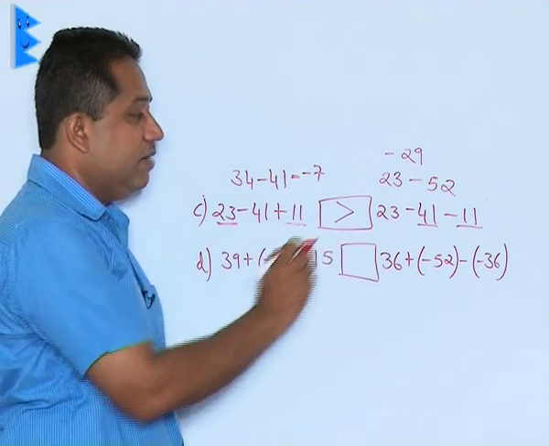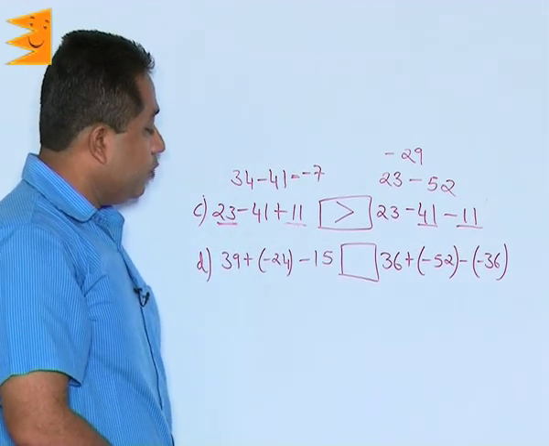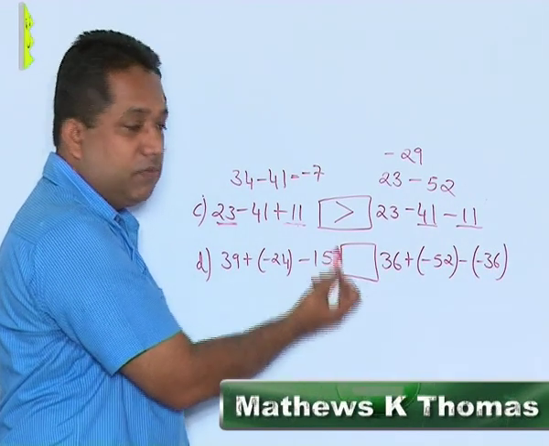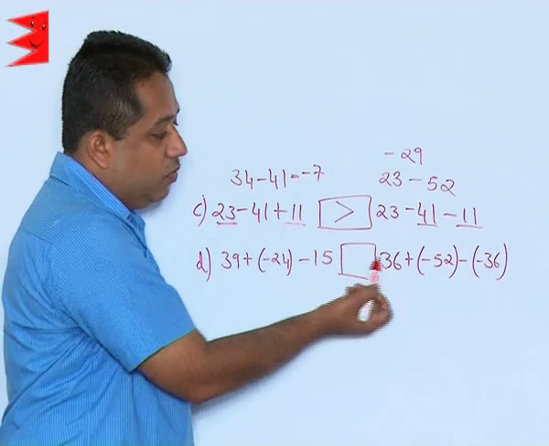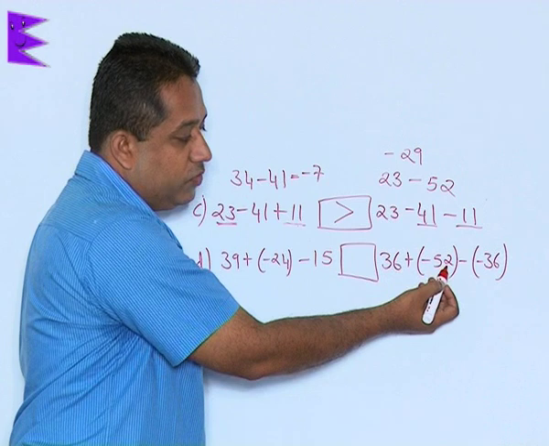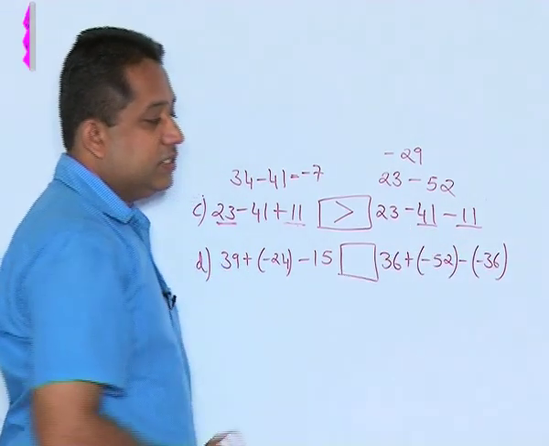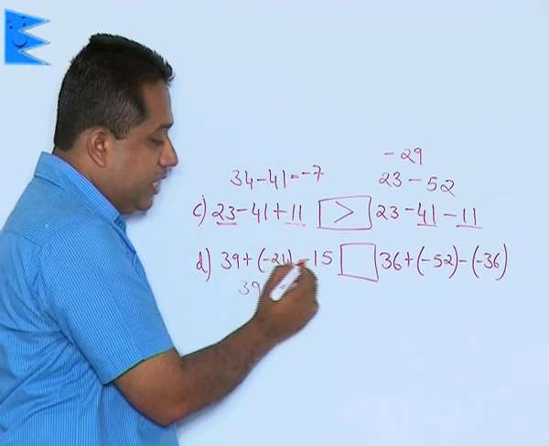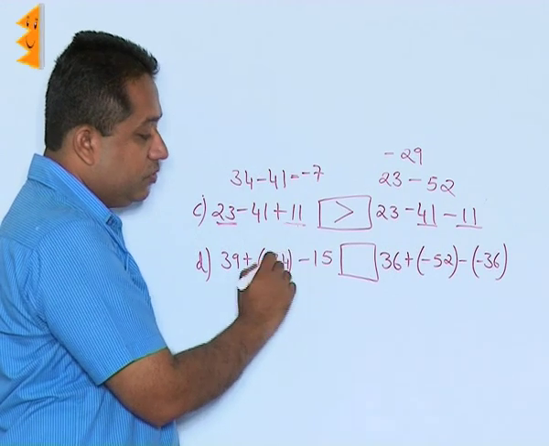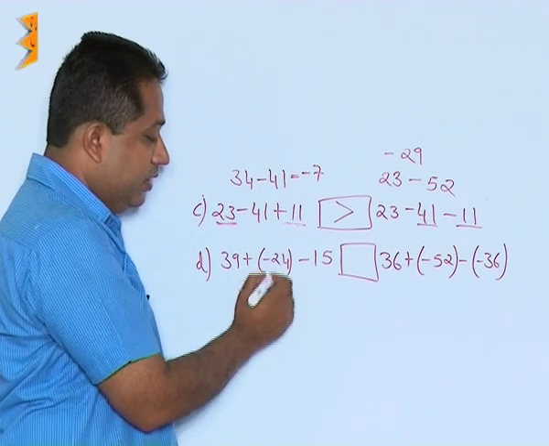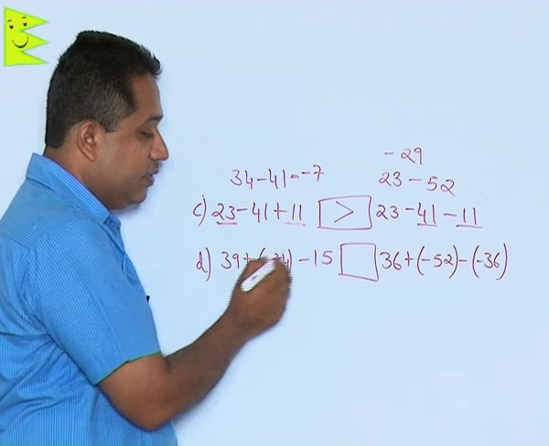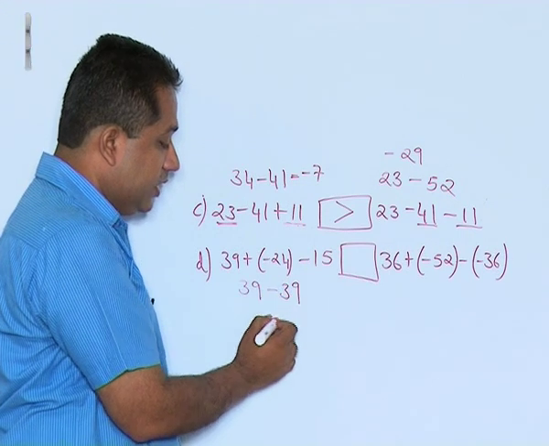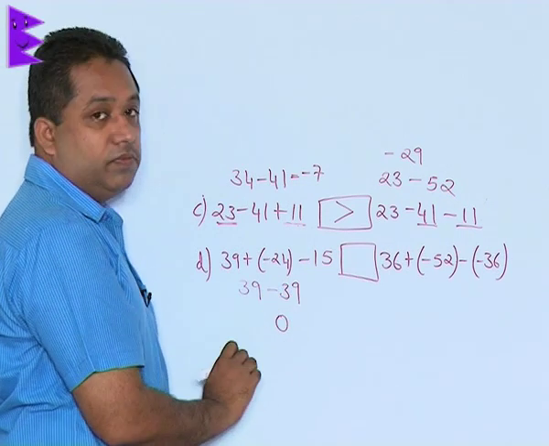In the same way, now we will check the fourth part. The fourth part says 39 plus minus 24 minus 15, and we have to fill in the missing blank: is it greater than, less than or equal to 36 plus minus 52 within brackets minus of minus 36? Let us try to solve this. We get 39. Here we have minus 24 and minus 15. So two negatives, that means we will add them up. 24 and 15 gives 39, and the symbol will be negative. So we have 39 minus 39, so on the LHS we are getting 0.